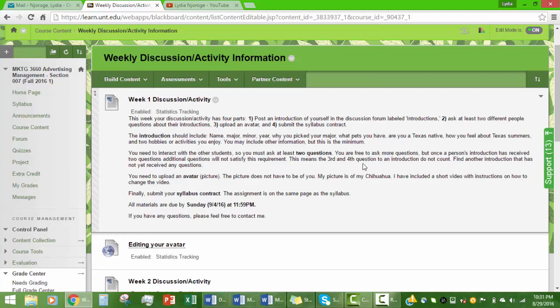This means the 3rd and 4th question and so on will not count towards your 2-question minimum. I know there's at least one person right now that has 6 or 7 questions so far to their post, and while it's really great that you're interacting with that person and having a great time, only the first 2 questions to that introduction will count for credit. So just be aware of that.